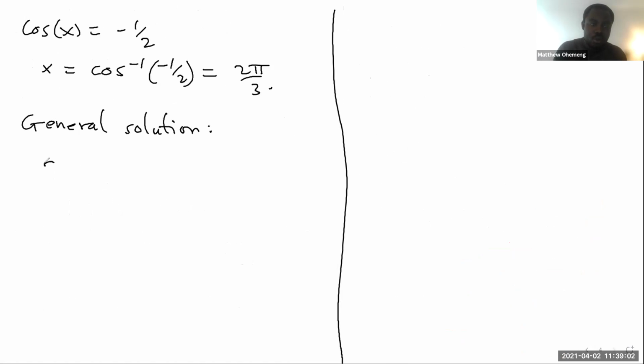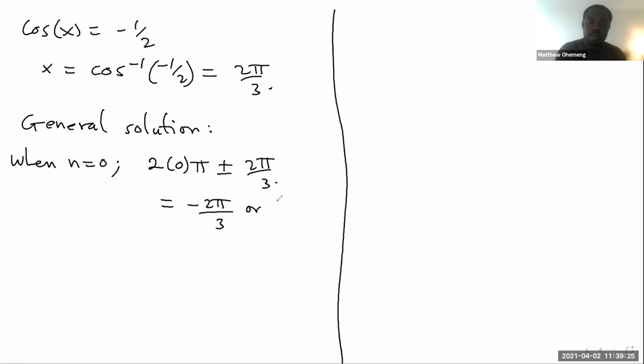When n is equal to 0, the solution becomes 2 times 0 times pi, plus or minus 2 pi on 3. So the solutions are either -2 pi over 3 or 2 pi over 3. But -2 pi over 3 is not in the 0 to 2 pi interval, so we ignore it. This one is in there, so we accept it.